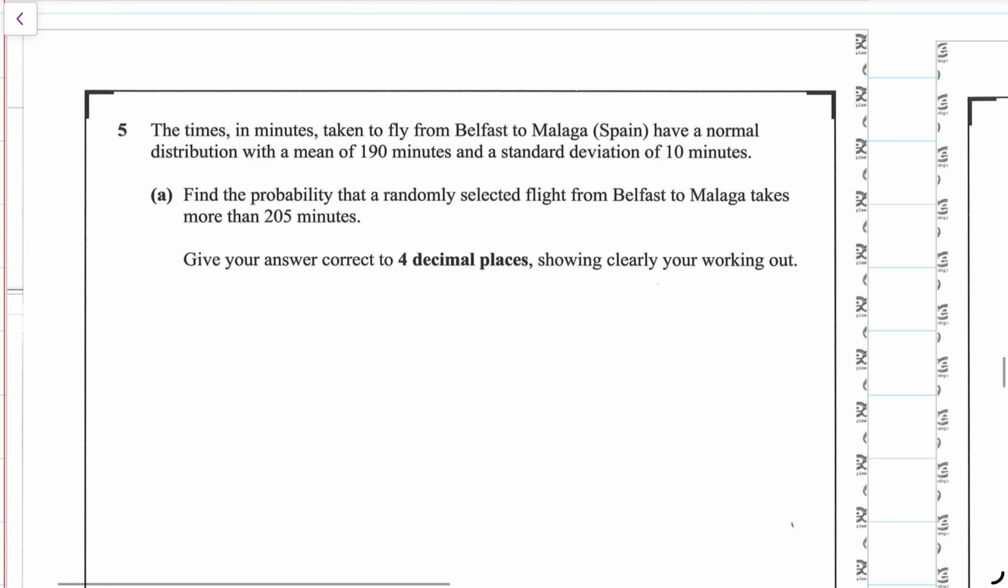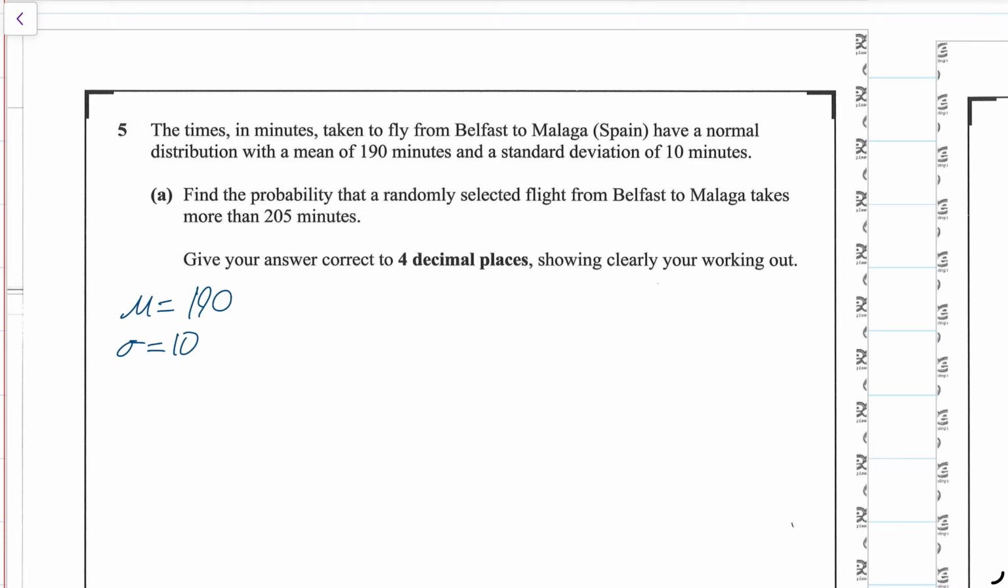It says, the times in minutes taken to fly from Belfast to Malaga have a normal distribution with a mean of 190 minutes and a standard deviation of 10. Before I do anything else, I'm going to write that down. My mu, that's my mean, is 190. And my sigma is equal to 10.